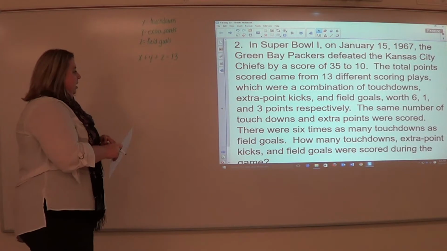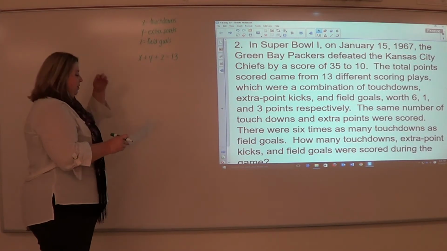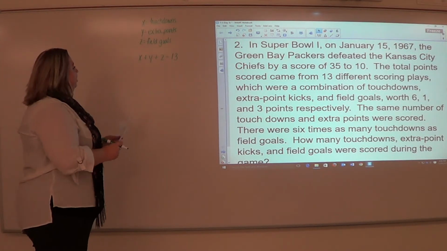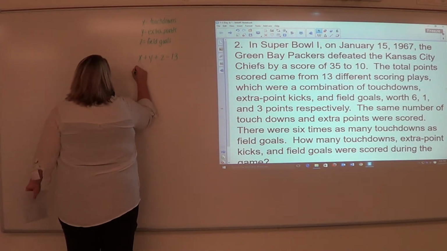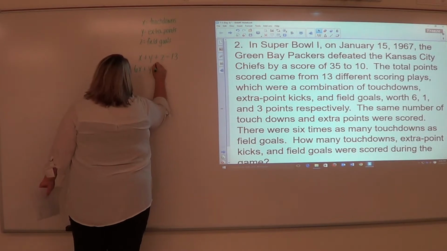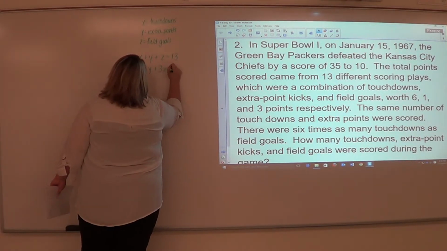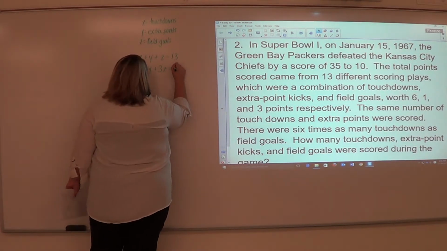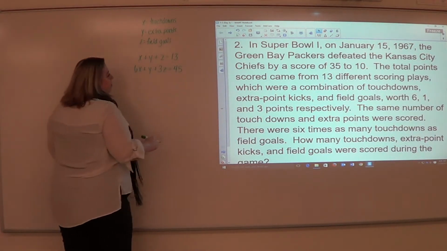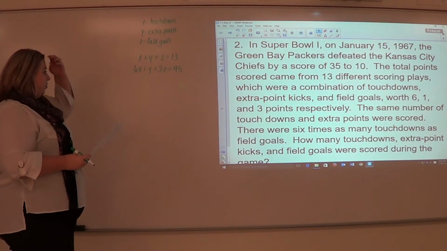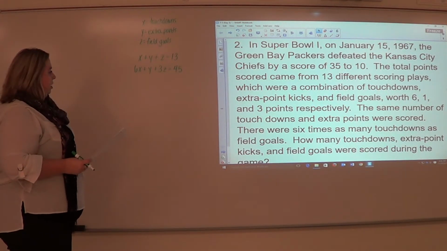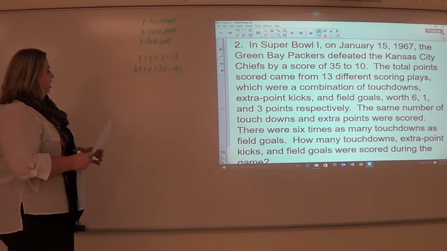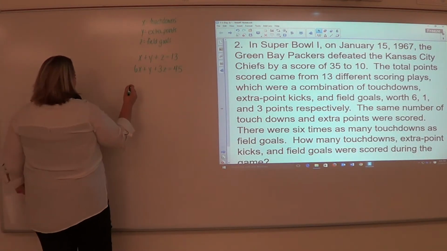What's another equation we could have that has something to do with points? Okay, so 6 points for a touchdown, 1 point for an extra point, 3 points for a field goal. How many points total were scored? 45. Okay, we know the same number of touchdowns and extra points were scored. So we know once we find touchdowns or extra points, it's the same. So we know X is the same thing as Y.